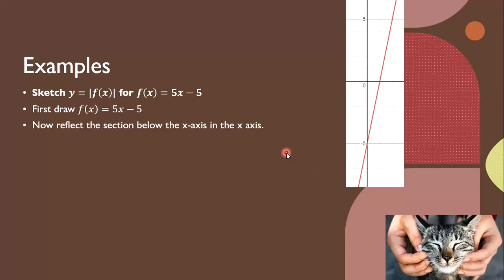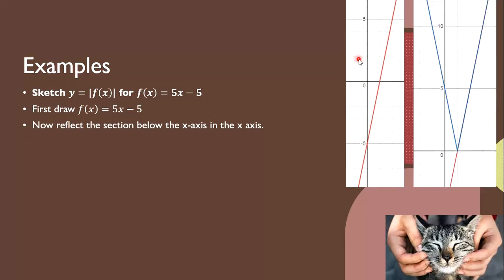Now, we're going to reflect the section below the x-axis in the x-axis. So all of this stuff here can't be on the graph because y is equal to a modulus, so y must be positive. Here we've got loads of negative y values. And what happens to negative values when they go into a modulus? They become the positive versions. So they're just going to go into that same position but above the x-axis, like this.